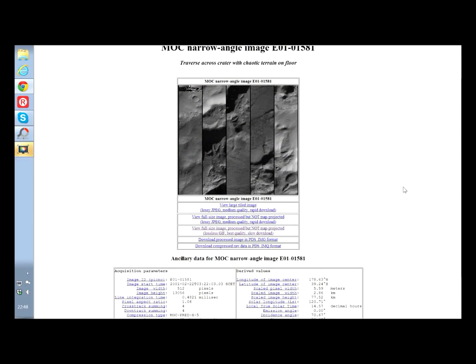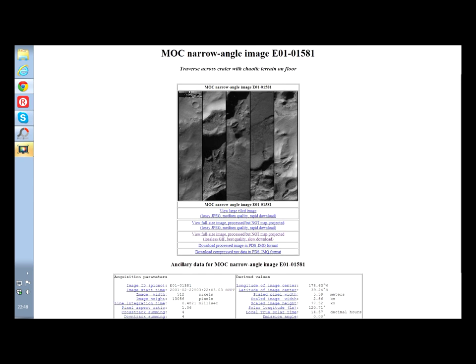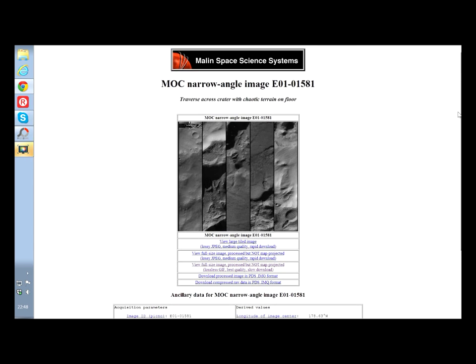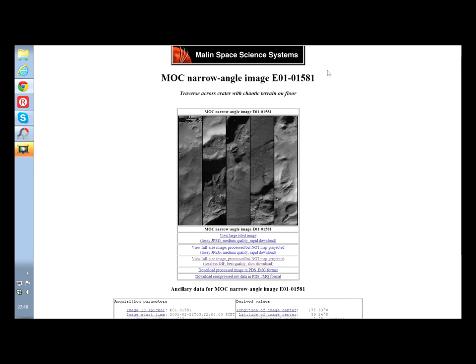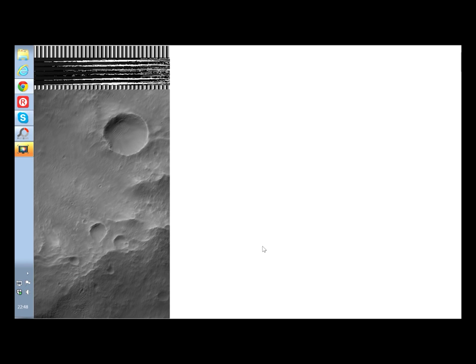Thomas from MarsMoonSpace.com. I found a very interesting picture today. You can see it here, this is the link, as I will also put in the YouTube video description, from Malin Space Science Systems. This is the MOC narrow angle image, and you have the number up here, and this is the image we're going to look at. Let's take a look at this.